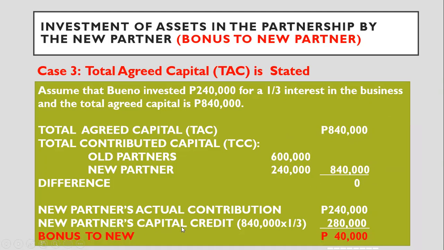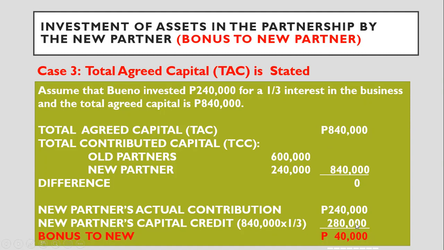To determine really that the bonus will be given to the new partner, we need to compare the actual contribution of the new partner with its capital credit. The new partner contributed 240,000, but is given a capital credit of 1/3 of 840,000, so it's 280,000.